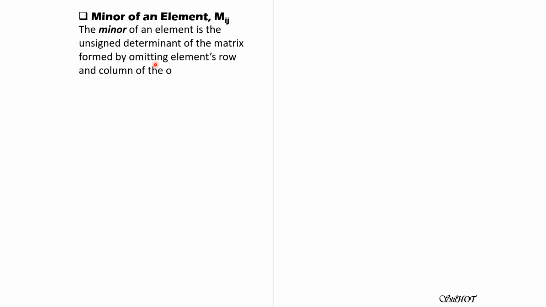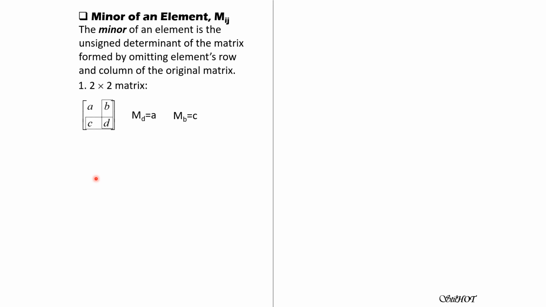So let's have this example, 2 by 2. So the minor of element D is A, as shown. The minor of element C is B. It is unsigned. Just omit the row and column through that element. So that's it. The minor of A is D. The minor of B is C. The minor of C is B. And so on and so forth.